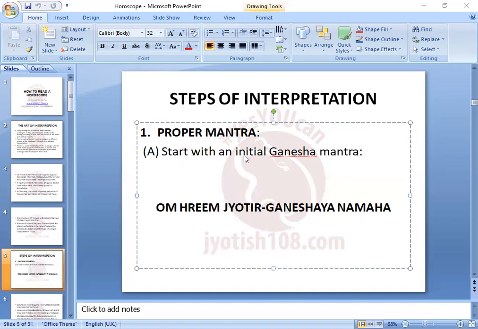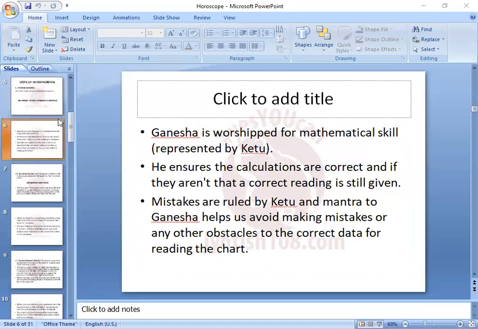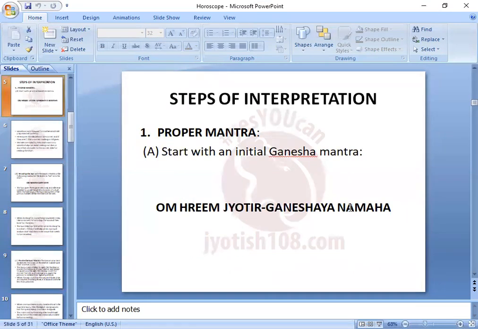All right, so we'll start with an initial Ganesha mantra. The mantra would be Om Hrim Jyotir Ganeshaya Namaha. This is the very basic Ganesha mantra that one must use before reading the chart. So this is one mantra, Om Hrim Jyotir Ganeshaya Namaha. This is the Ganesha which is associated with astrology, Vedic astrology, that is, right?